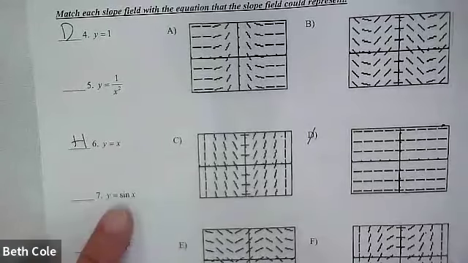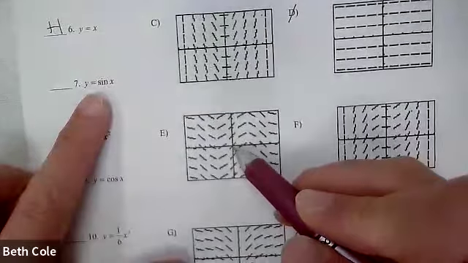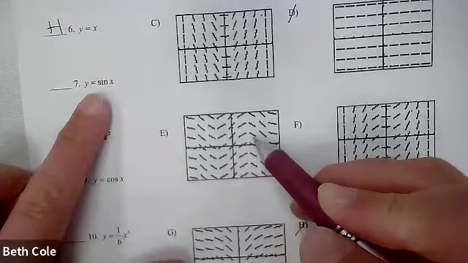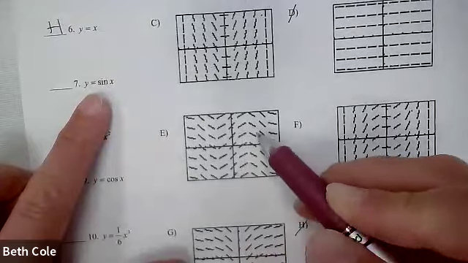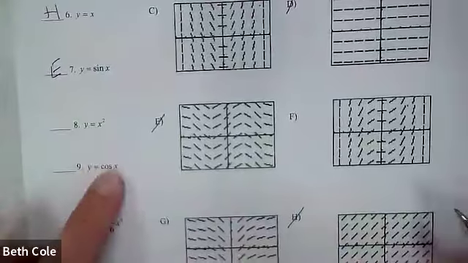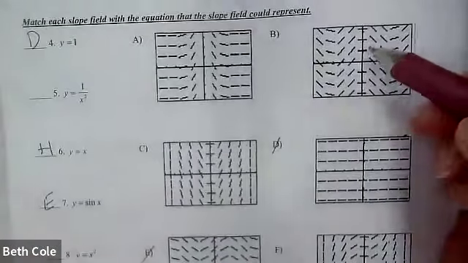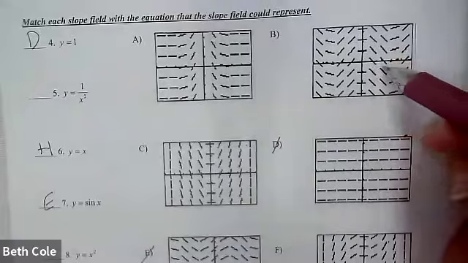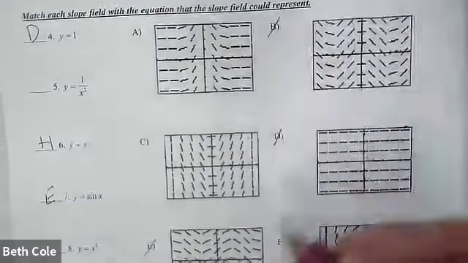Sine of x, sine starts at the origin. So that one is going to be E. If you look right here, start at the origin, that's where our wave goes in. So that one's E. And I think there was a cosine. Yeah, cosine is going to start at 1. So this one is our cosine wave, B.